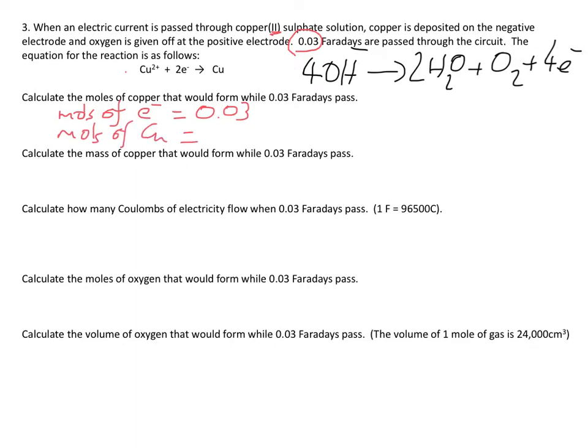We need to use this equation here, and if we'd had 2 moles of electrons, that would have made 1 mole of copper. So we have a 2 to 1 ratio. Now we haven't got 2 moles of electrons, we've got 0.03 moles of electrons. So because it's a 2 to 1 ratio, that means the moles of copper would be 0.015. Where does that number come from? Well, that's half 0.03. So that's our moles of copper.